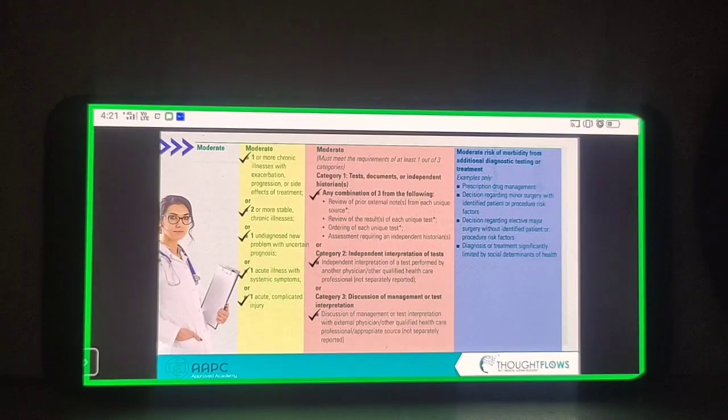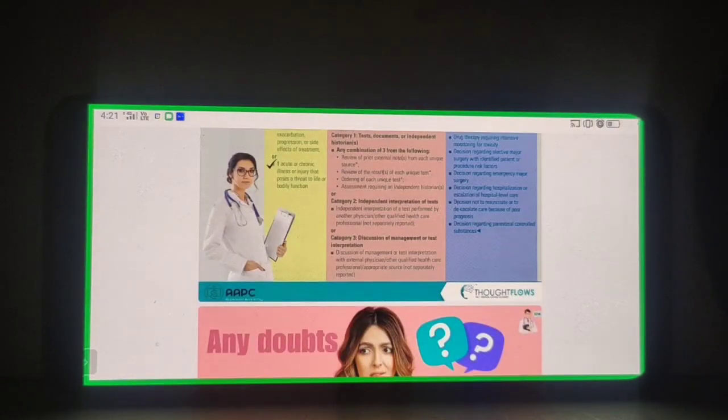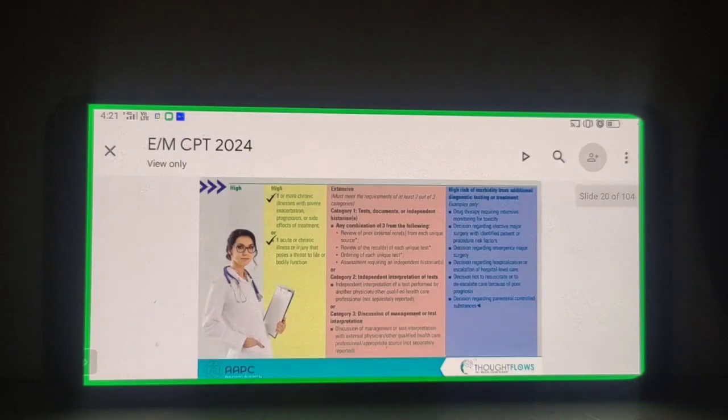Diagnostic, I mean, table C. Diagnostic or treatment significant. Parenteral control. Drug therapy, parenteral control. So IV infusion is given means that is satisfied in high. Am I right? If the doctor gives any IV injection or infusion, you should consider it as the last point.